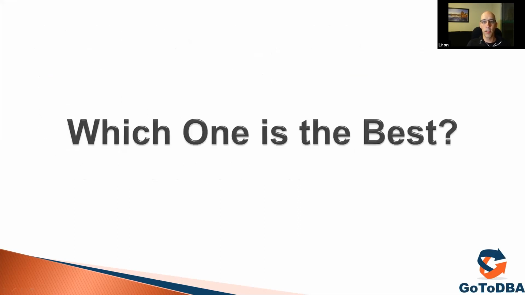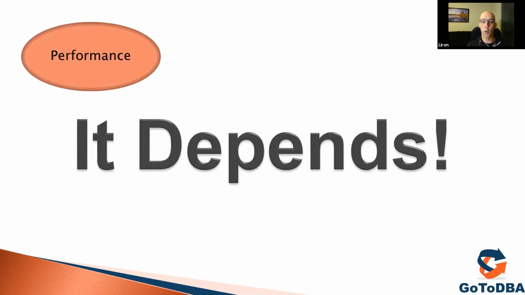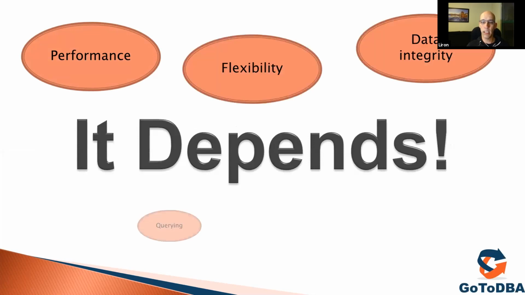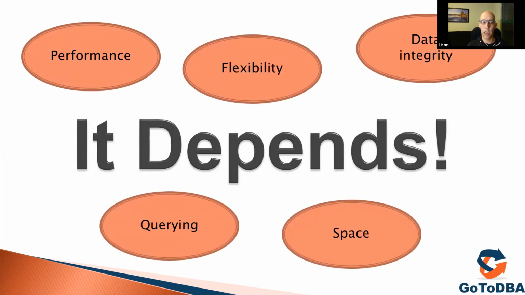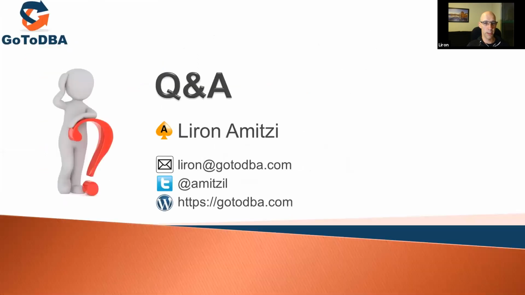So which one is the best? One table, two tables, three tables, four tables, the one with the JSON. By the way, I don't have one with 5 tables. So if you have an idea how to do that with 5 tables, let me know. But the answer is, it depends. It depends on your requirements regarding performance, flexibility, data integrity, querying, and space. Okay? And if we have time, and we don't, so let's jump to the questions.